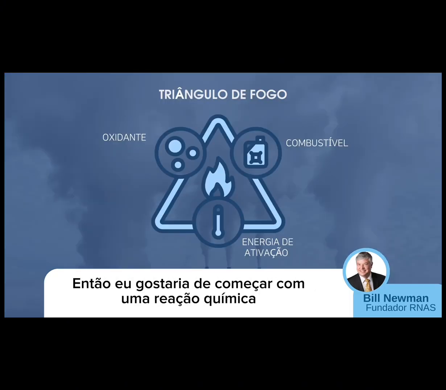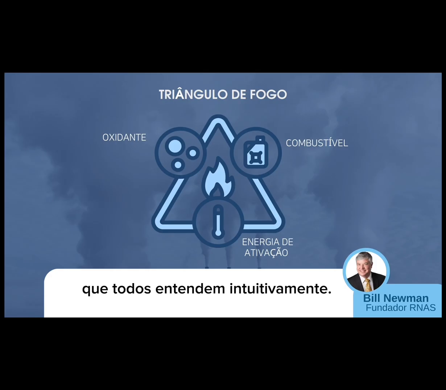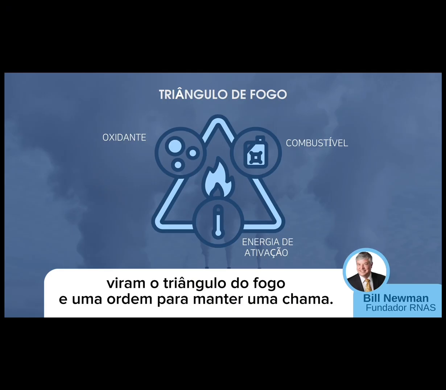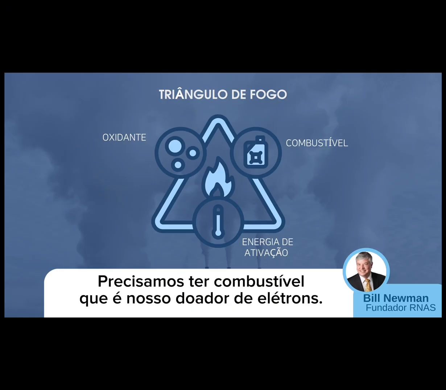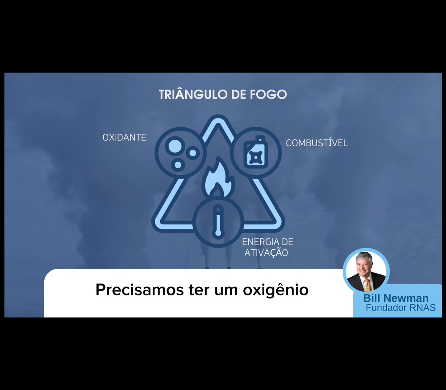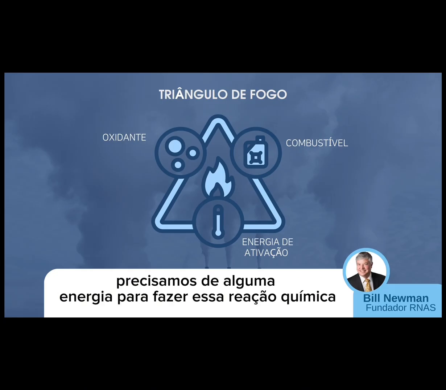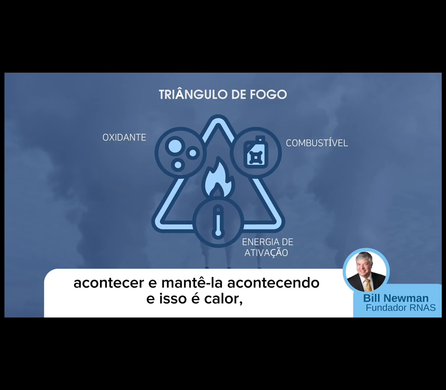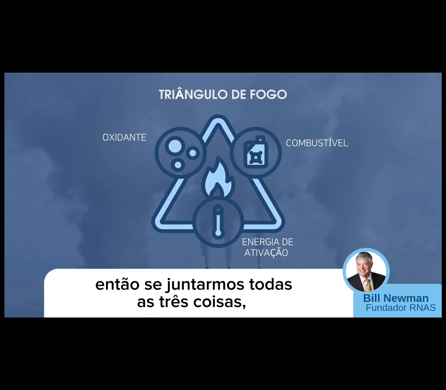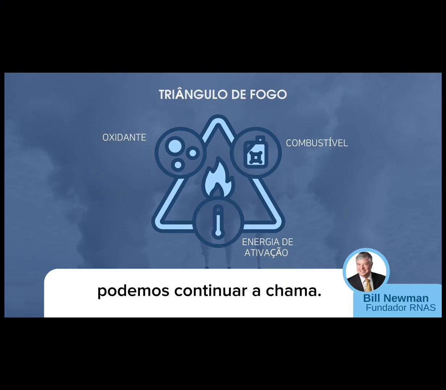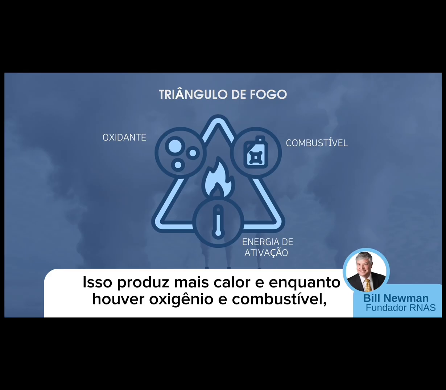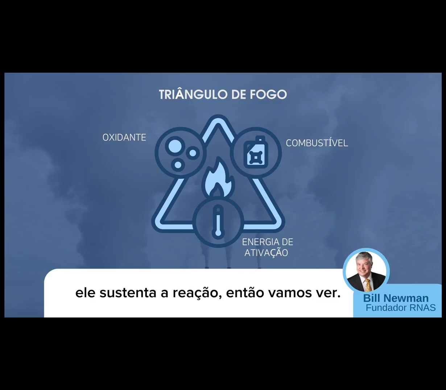So I like to start with a chemical reaction that everyone intuitively understands. I'm sure you've all seen the fire triangle. And in order to maintain a flame, we need to have fuel, which is our electron donor. We need to have an oxidant, in this case oxygen from the air, and then we need some energy to get that chemical reaction going and keep it going, and that's heat. So if we bring all three things together, we can continue the flame. It makes more heat, and as long as there's oxygen and fuel, it sustains the reaction.